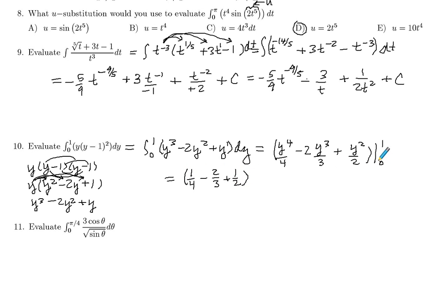And then if you plug in 0, you just get 0, 0, 0. So minus 0. And then this is just calculator work here. But if you get a common denominator and combine these, you get 1/12.